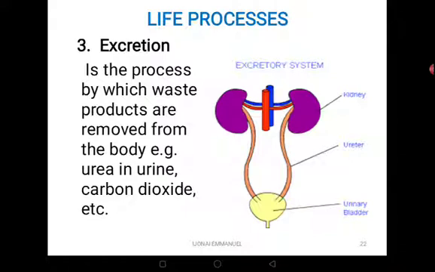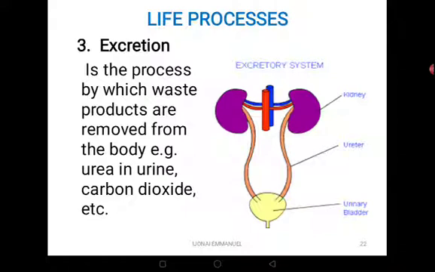And those bad things that are in the body should be removed. So the body has a process of removing them. And that process is what we call excretion. So what are some of those products that must be removed from the body? Which products do you remove from your body every day?